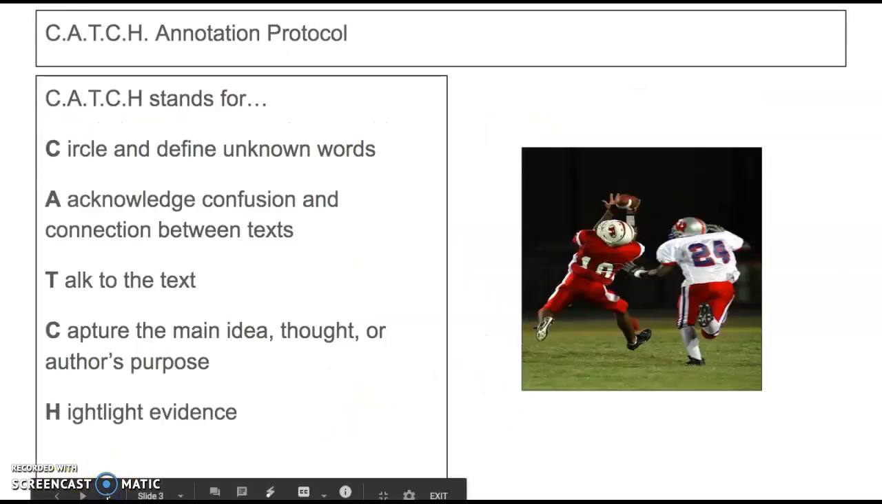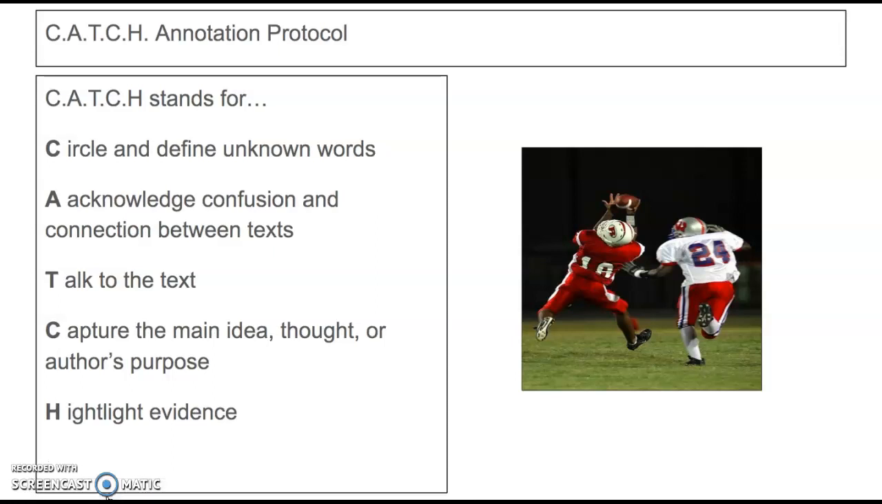So the CATCH annotation protocol, as always, is an acronym. C stands for circle, and specifically talking about unknown words. A is acknowledge confusion and connection between text. T is talk to the text. C is capture the main idea, thought, or author's purpose. And H is highlight evidence. So we're going to go through one by one and explain what I mean by all of them.